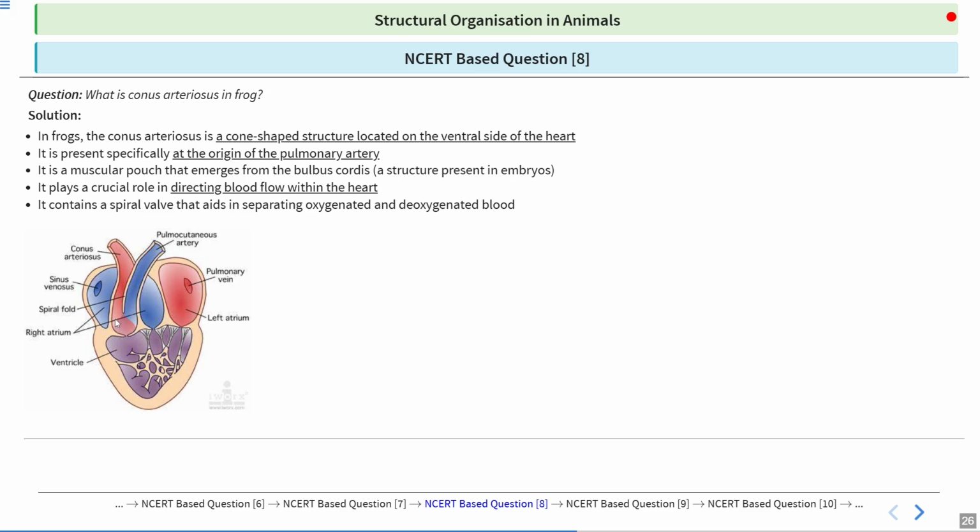But due to the presence of this conus arteriosus, a cone-shaped structure, it does not allow the blood to mix for some time, and it takes the major part of the pure blood, right? And because of its spiral valve, that is why this point is very, very important. It contains a spiral valve that helps in separating the oxygenated and deoxygenated blood. And eventually it takes a lot of the oxygenated blood here and passes it to the whole parts of the body, right?